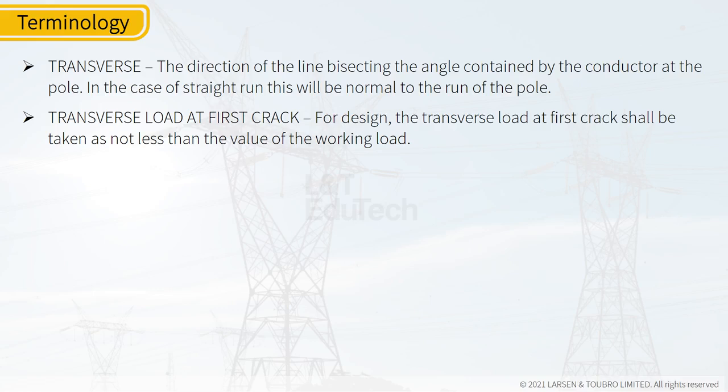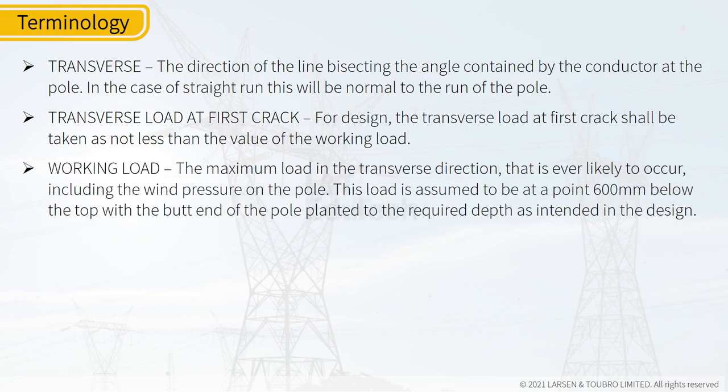Transverse load at first crack: for design, the transverse load at first crack shall be taken as not less than the value of the working load. Working load: the maximum load in the transverse direction that is ever likely to occur, including the wind pressure on the pole. This load is assumed to be at a point 600 mm below the top, with the butt end of the pole planted to the required depth as intended in the design.